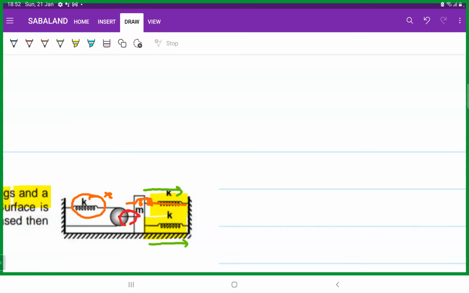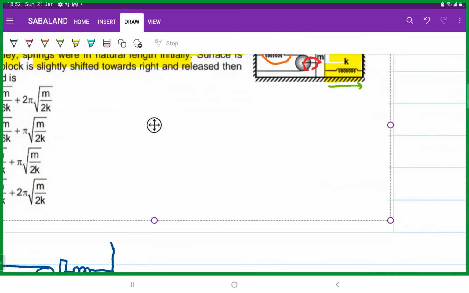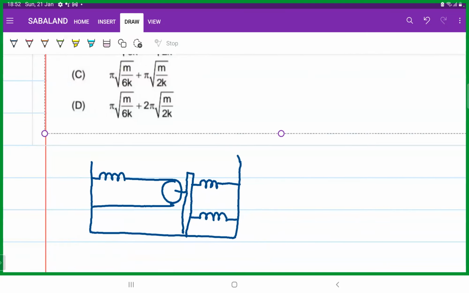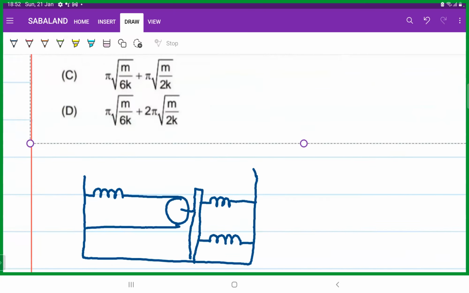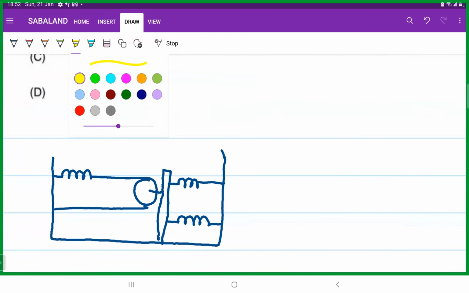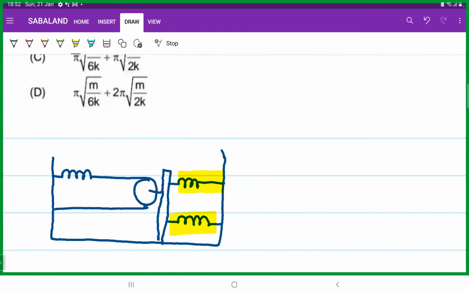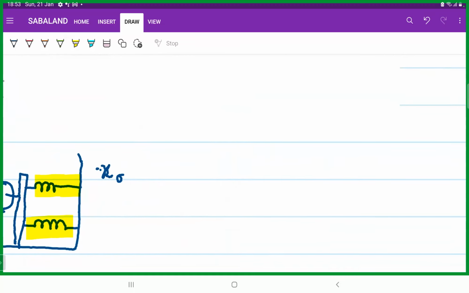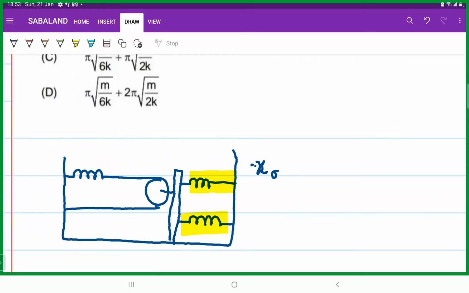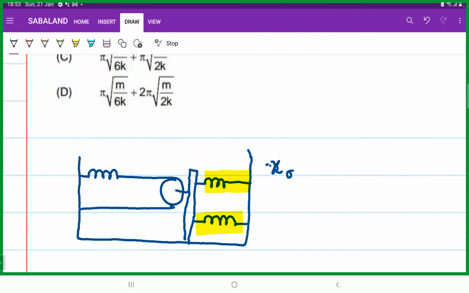Okay, and in that particular case, only these two springs will be in action. So let's start with the calculations now. I have drawn a diagram for you over here. So let us assume that these two springs are being compressed by a length of x naught. Suppose. Okay, let the tension in this particular string over here be T. So this is T by 2 over here, and this is T by 2, right?